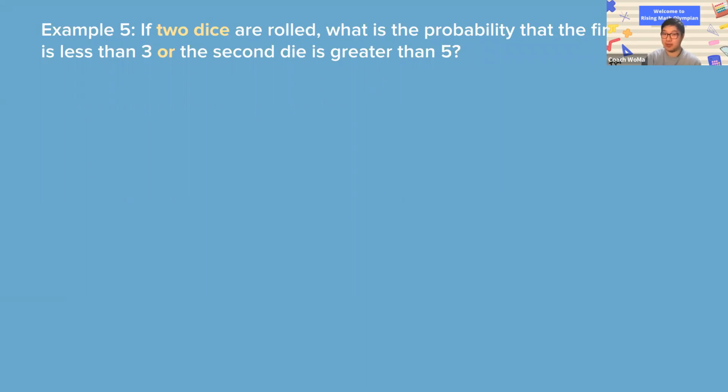This is basically saying, I'm going to roll one dice, roll another dice. If the first one's less than 3, or if the second one is greater than 5, either one, if both, that's fine. Only one of them, fine. Only one of those conditions needs to be satisfied. Then that's what we're interested in. So what's the probability that when we roll the dice, the first dice is less than 3 or the second dice is greater than 5?